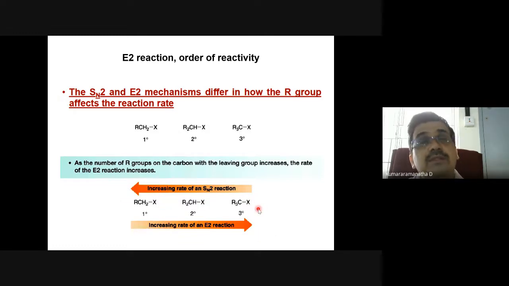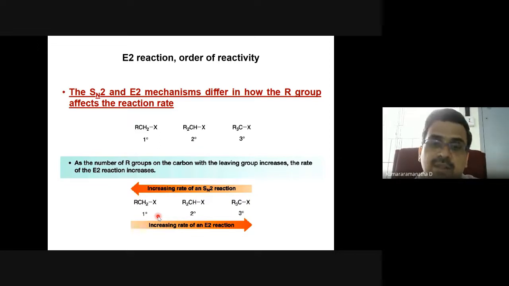Whereas tertiary carbons, it is no reaction. It is more of SN1. But in E2 reaction, the highest reactivity you can see for tertiary carbons, and least reactivity for primary carbons. So you can see that even though there is a dependence on base and substrate, the reactivity is opposite to that of SN2.